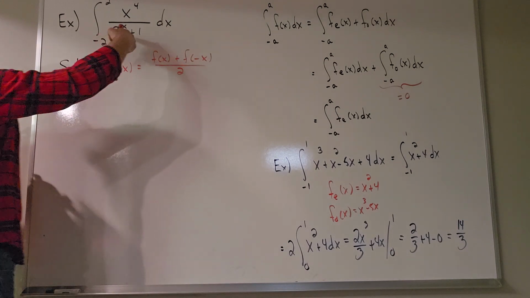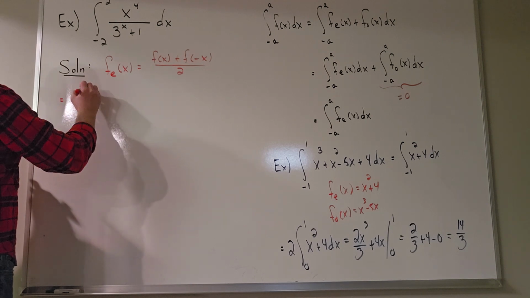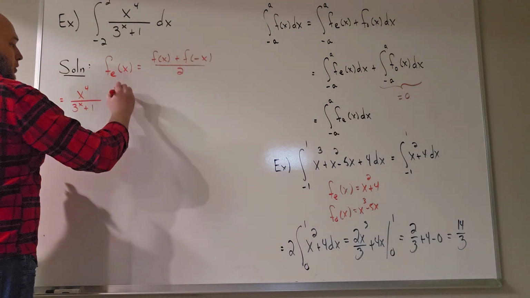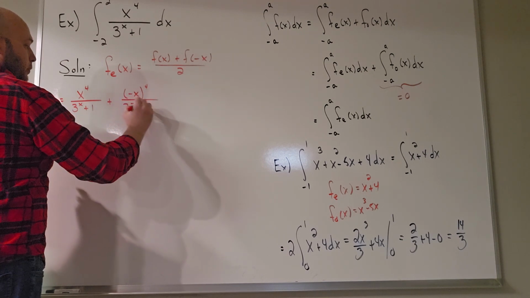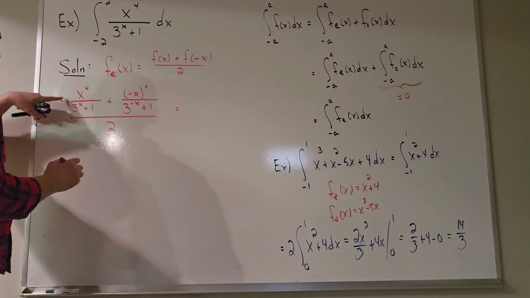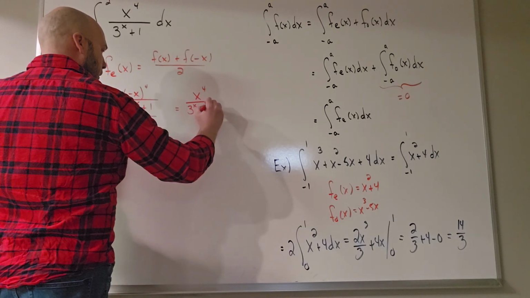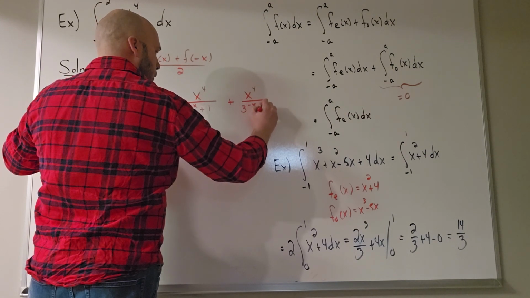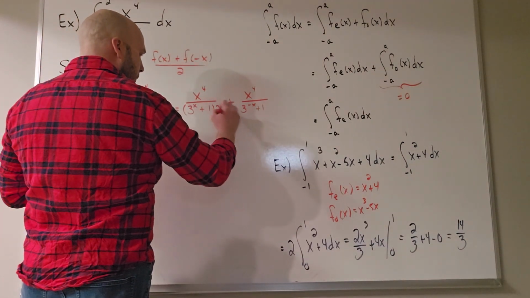Okay, so for this function, the even part is going to be x^4 over 3^x + 1, plus f(-x), so that would be (-x)^4 over 3^(-x) + 1, all over 2. So this is x^4 over 3^x + 1 plus x^4 over 3^(-x) + 1. And since I'm dividing by 2, I could change that to multiplying by a half, so both of these denominators would have a factor of 2.